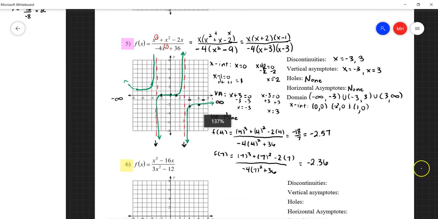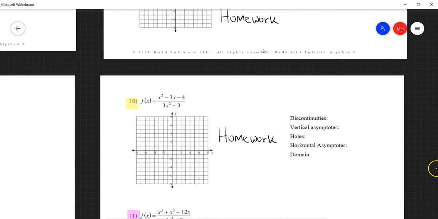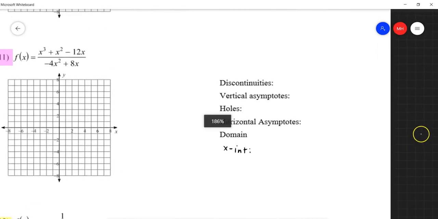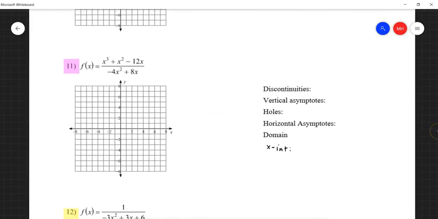So one more problem. Number 11. So factor first, and the top, once again, this is another x cubed, so I know we have to pull out an x. And we get x squared plus x minus 12. And the bottom, once again, another negative. I'm going to pull it out, and 4 and 8 have a 4 in common. And then I can also pull an x out of this one. So I get x minus 2.